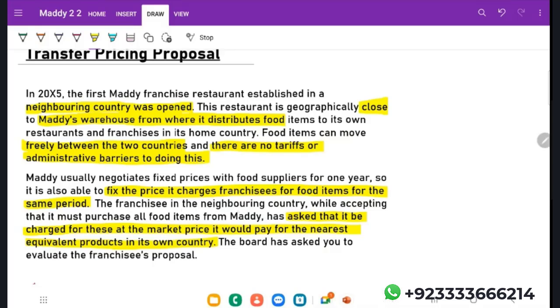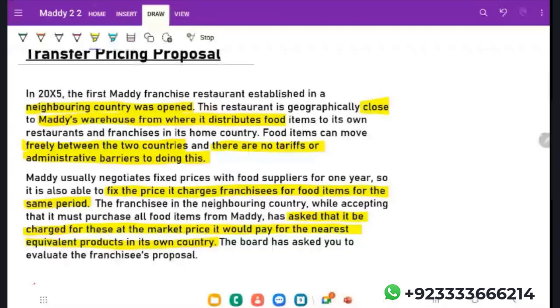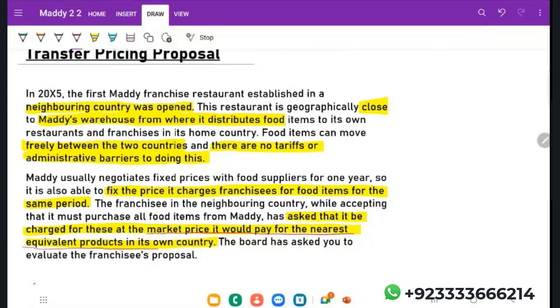It says that the franchisee in the neighboring country, while accepting that it must purchase all food items from Medi, I mean, they have accepted that they will buy from the restaurant, right? Has asked, this is a request, that it be charged for these at the market price it would pay for the nearest equivalent product in its own country. Now, what is the request? Take a moment to understand the request.